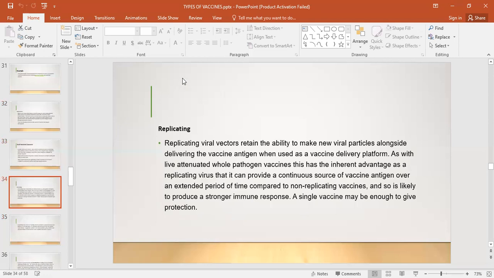Replicating or non-replicating, there are two categories of viral vectors. Replicating viral vectors retain the ability to make new viral particles alongside delivering the vaccine antigen when used as a vaccine delivery platform. As with the live attenuated whole pathogen vaccine, this has the inherent advantage, as a replicating virus, that it can provide a continuous source of vaccine antigen over an extended period of time compared to a non-replicating vaccine, and so is likely to produce a stronger immune response. A single vaccine may be enough to give protection.